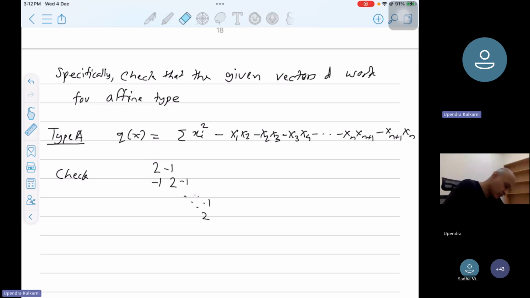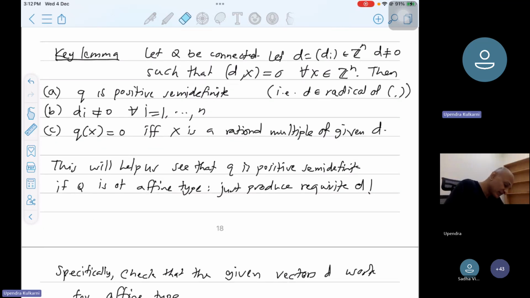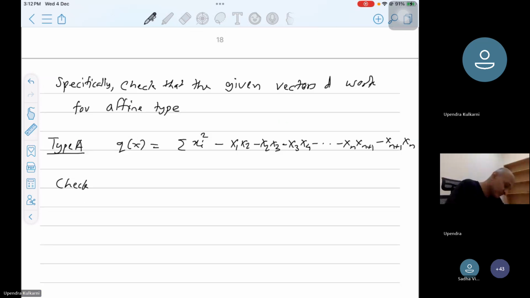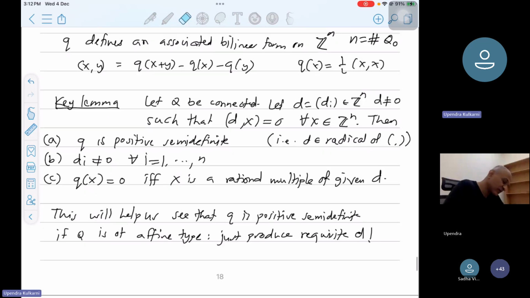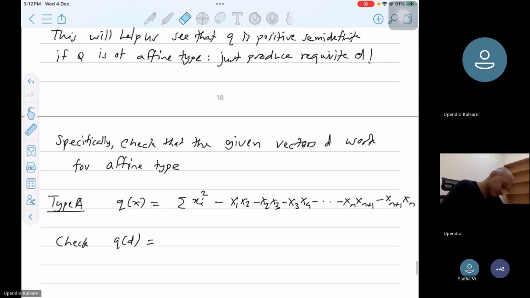So this is of type A. So just do the calculation. Let's see what happens. In fact, something is very easy, right? Just see that Q of D is equal to 0. What is Q of D? D is the given vector, which is just all ones. So Q of 1, 1, 1 taken n plus 1 times, what is it?